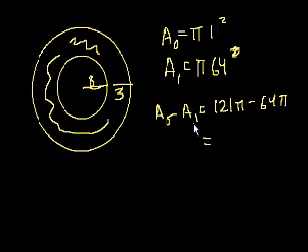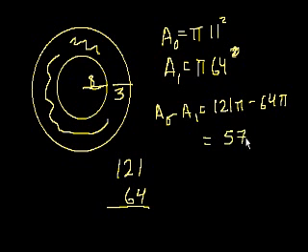And that is equal to, what's 121 minus 64? 121 minus 64 is, let's see, 57. So that's equal to 57 pi. And that is choice D. See you in the next video.